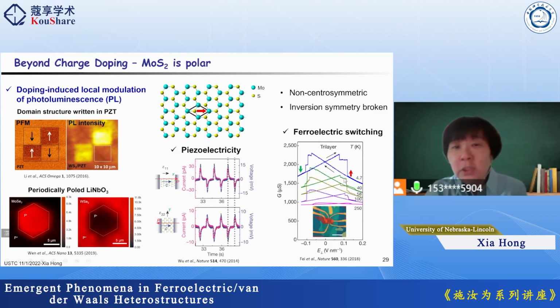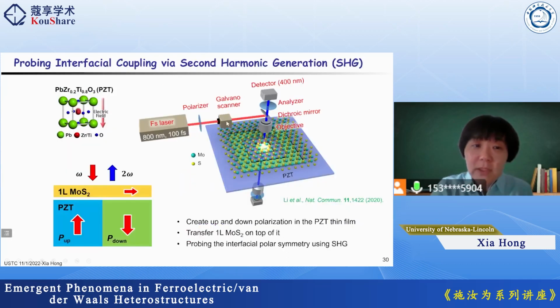On the other hand, one thing that was not well studied is the polar part, because the molybdenum disulfide is also polar, and it has been shown that it can have in-plane piezoelectricity, and you can also achieve ferroelectric switching in this material. So the question is, if we combine the molybdenum disulfide with a ferroelectric oxide, such as PZT, what can we observe?